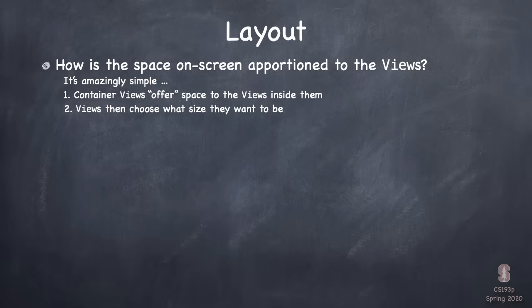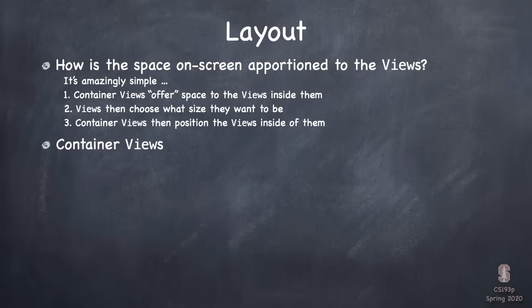They could choose a size same as the offer. That's the most common. They could choose a size smaller than the offer. They could choose a size that's larger even than the offer. So views, in a very good encapsulation way, decide what size they're going to be. No one tells them what size to be. We just offer them space, they decide. But then after that, the container views, like the stacks, it's their job to position their views inside of themselves. And that's it. These are the 3 steps to get everything laid out in SwiftUI.